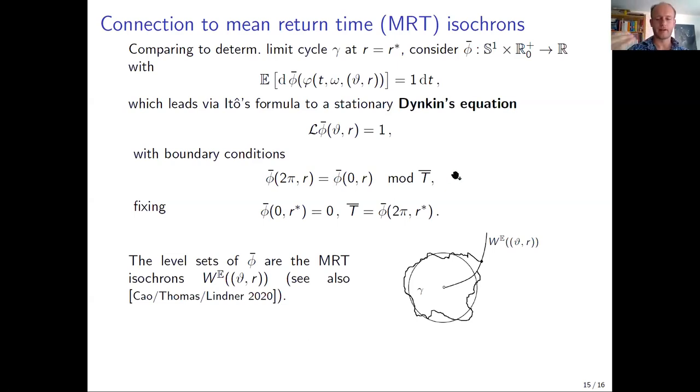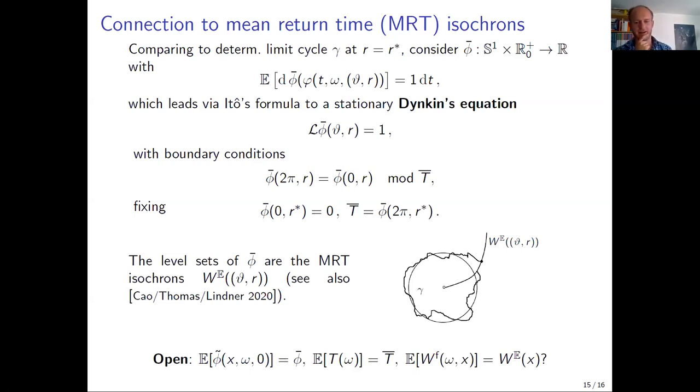The point now is how does this connect to our random isochron or random dynamical systems point of view? And this is unfortunately something we still have to leave open for now. This was very hard to track, and we would be very happy to discuss this. Namely, of course, one could now ask, is the phi tilde, so this random isochron map or random asymptotic phase, for example, fixing it at a time zero, is this then in expectation exactly the phi bar? So the level set of which gives you the mean return time isochron.